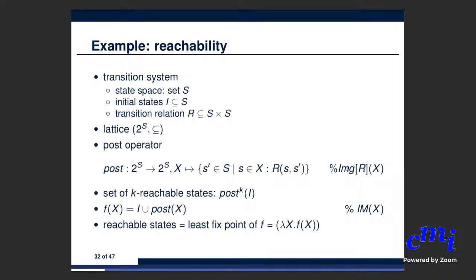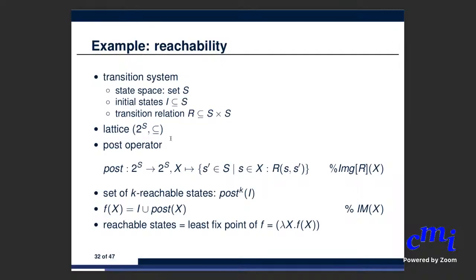I'd shown this before, so I'm not going to belabor this. There's post, which is the image of some set X, characterized by a formula, which is mapped under this relation R, which forms the transition. Given that, this is the accumulator operator. I call this the predicate transformer or a higher order function because it is mapping sets to sets.